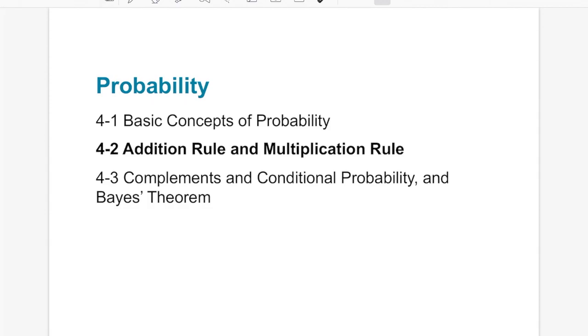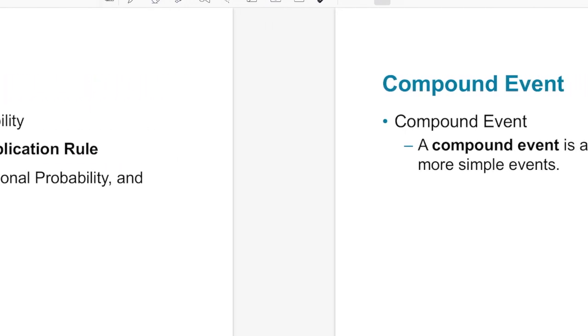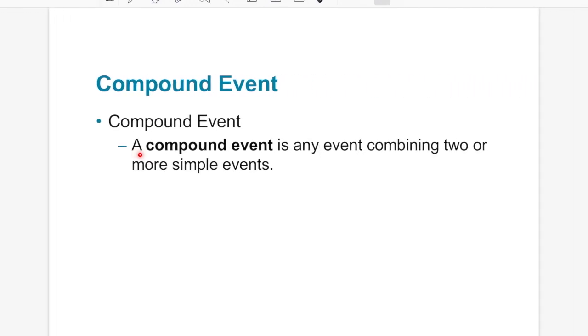Section 4.2: Addition Rule and Multiplication Rule. A compound event is any event combining two or more simple events.